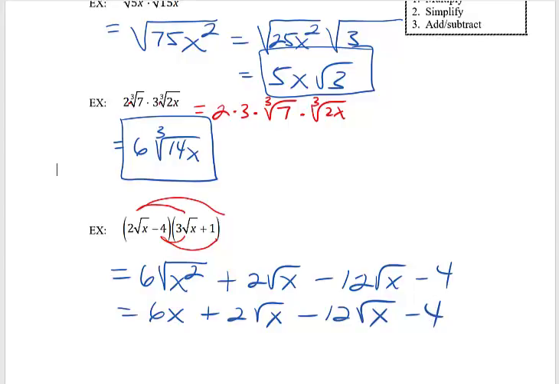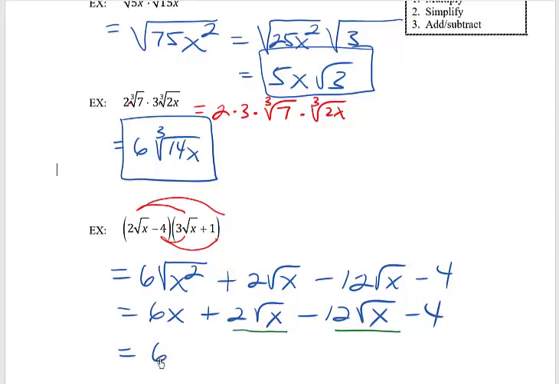The last thing that I should check for is, do I have any like terms or like radicals that I can combine? 6x, I don't have any plain old x's. The 4, I don't have any plain old numbers, but these two in the middle, these are like radicals. Root x, root x. Well, that means I can go ahead and carry out that subtraction there.